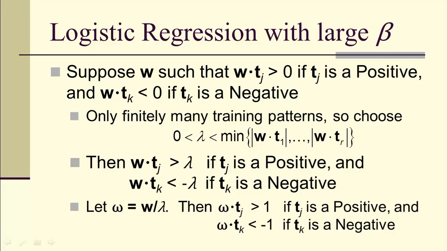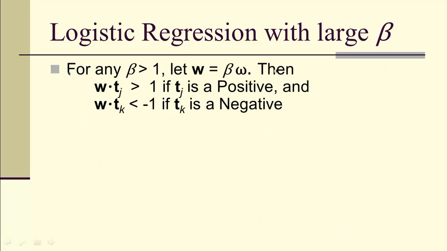So let's let omega be w over lambda. Then omega dot t sub j is greater than 1 if t sub j is a positive, and omega dot t sub k is less than negative 1 if t sub k is a negative. And this is true for any beta, so we're especially interested where beta is going to infinity and we're getting the activation as a step function.